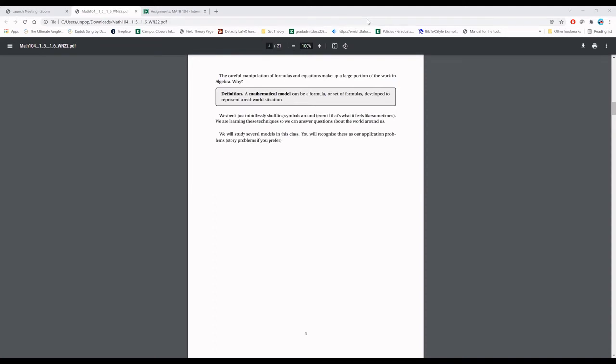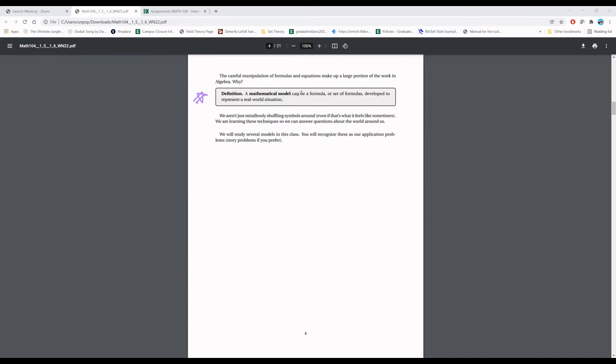Throughout this course, you tend to call them applications or story problems. We call them models. Let's see, there's our definition. Our second definition, of course, a mathematical model. It can be a formula or a set of formulas that are developed to represent a real world situation.